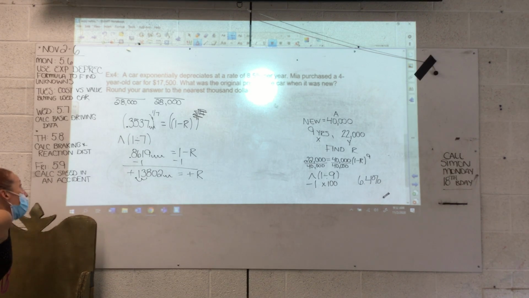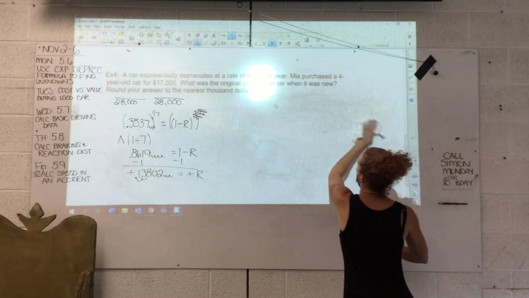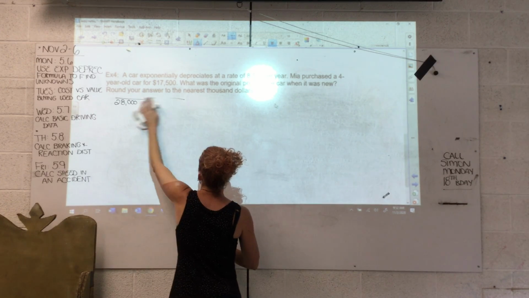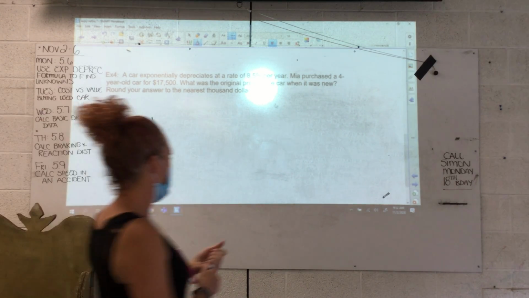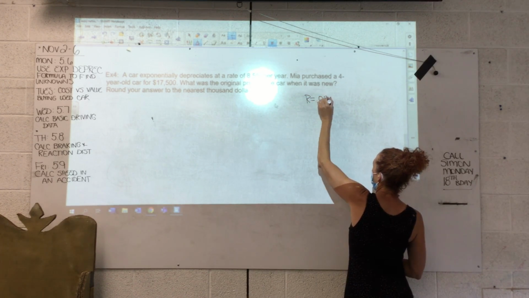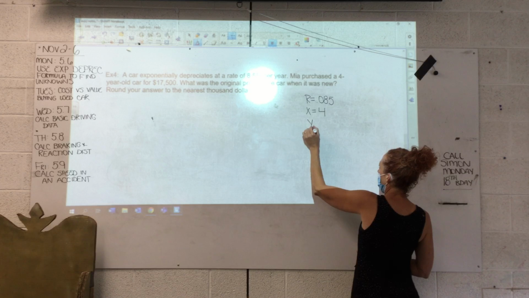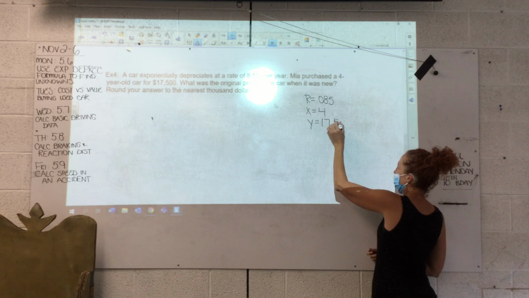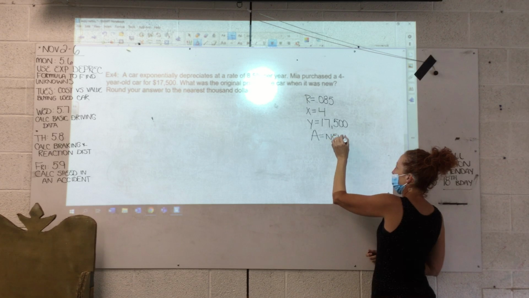Example 4. A car exponentially depreciates at a rate of blah blah. So we know the rate. Mia purchased a 4-year-old car for $17,500. What was the car worth new? So what do we know? If you like writing all the things off to the side, we know the rate is 0.085. We know the time is 4. And after 4 years, the car is worth $17,500. What we don't know is the A, the new price.